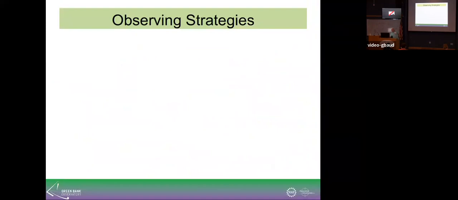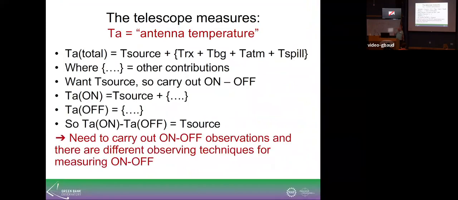Okay, observing strategies. The antenna temperature. We use the term antenna temperature. It's not a very pretty slide, but anyway, the antenna temperature is the source plus all this other stuff: the receiver, the background, the atmosphere, the spillover. So everything in curly brackets, I'll just call other contributions.